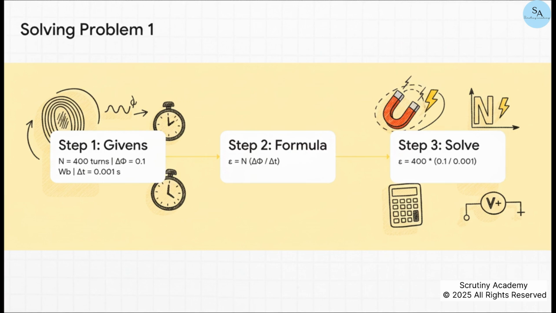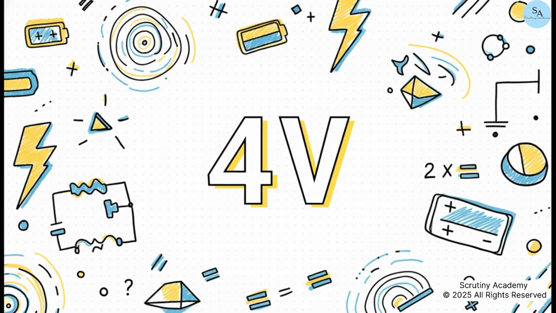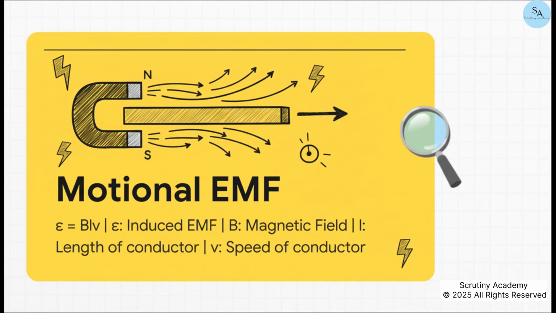Step 1, just list out everything the problem gives you. It really helps keep things organized. We have N is 400, the change in flux is 0.1, and the change in time is 0.001. Step 2, pick your tool. The problem is asking about induced EMF from a changing flux, so that's a dead giveaway. We need Faraday's law. And step 3, you just plug in the numbers and solve. You run that calculation, and you get your answer, 4 volts. See? By following that simple process, you take a problem that looks kind of complicated, and you break it down into a simple calculation.